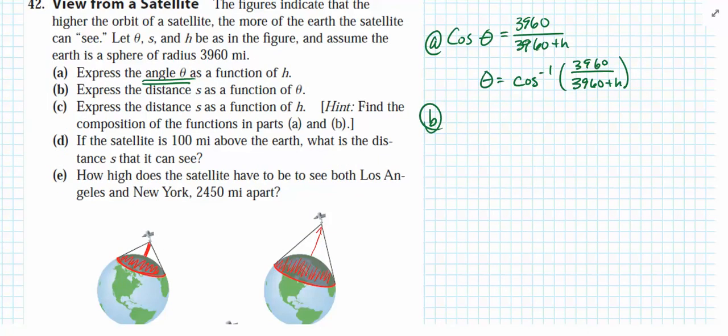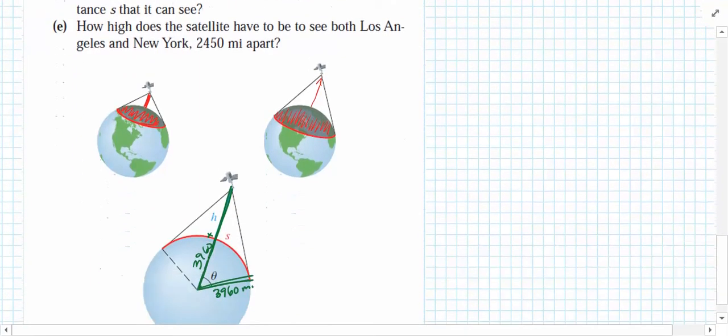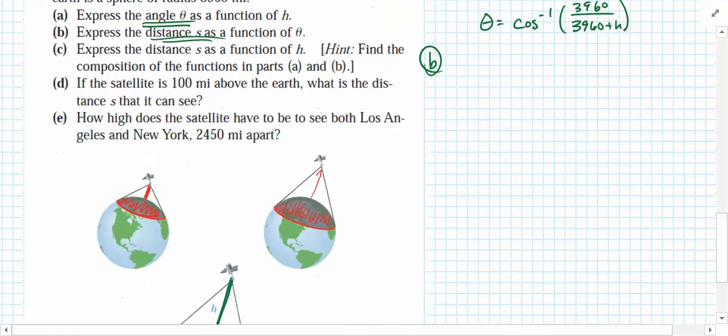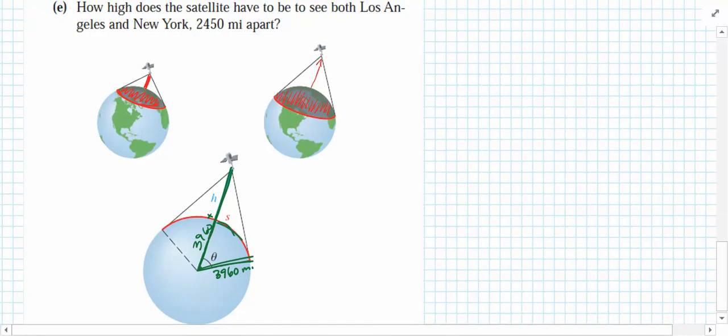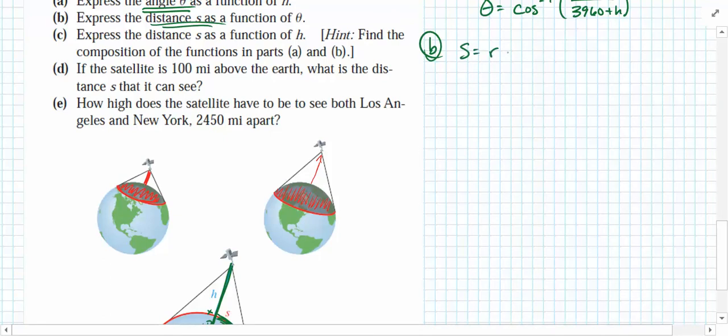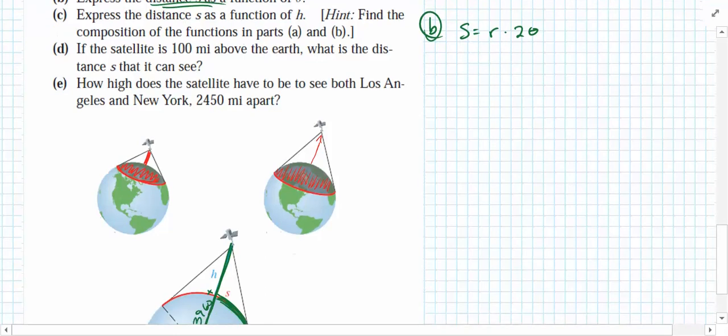Now part B can be answered with a formula that was shown in the textbook's chapter, but we really haven't talked about it in class. We can find the distance s. S is the distance, the length along this curve, by using the formula s is equal to radius times 2 times our included angle, 2 times theta.